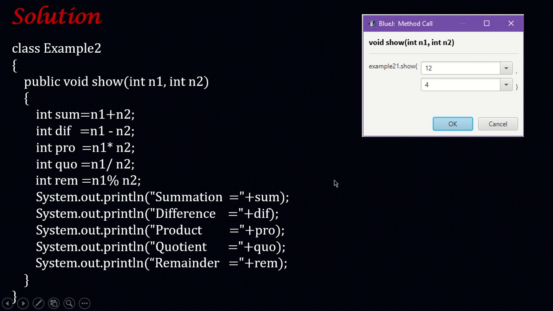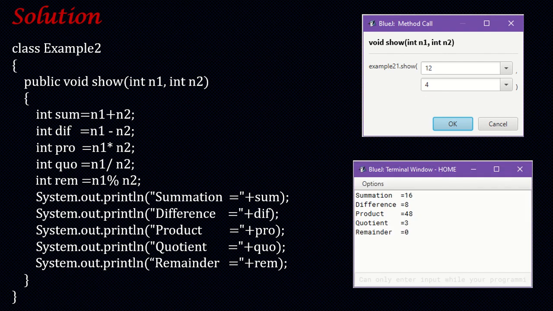After compiling, we are utilizing the value 12 in the first variable and 4 in the second variable. And if we run this, the result will come as this one. Okay, as simple as that.